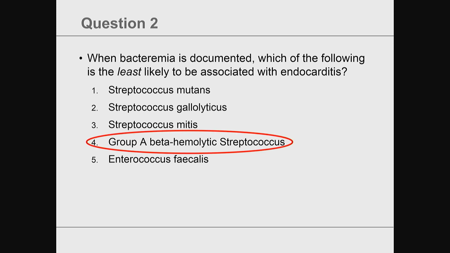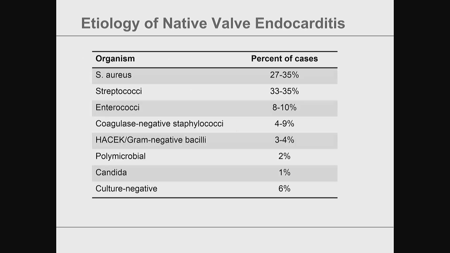As you see, at this time we talked about 4 different types of strep. Your takeaway should not be that Streptococcus is least likely to be associated with endocarditis. However, of the different Streptococcus species, the Group A beta hemolytic streptococcus is least likely to be associated. Why is this important?